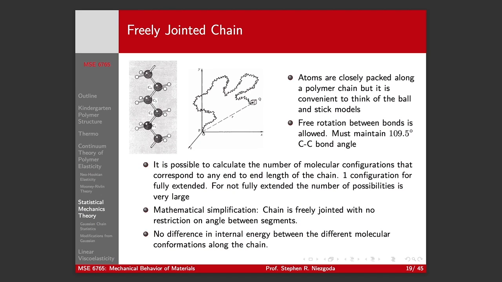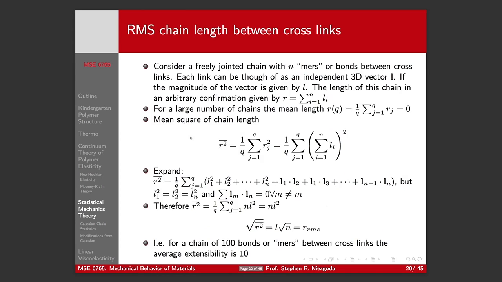So if one end of my chain is at the origin and my other end of my chain is at some point in space, I want to calculate the number of possible ways that a chain of a given length can go through space and maintain these endpoints. We're also going to make one more big assumption. Other than the chain is freely jointed, we're going to assume that there's no change in internal energy between the different molecular configurations along the chain.